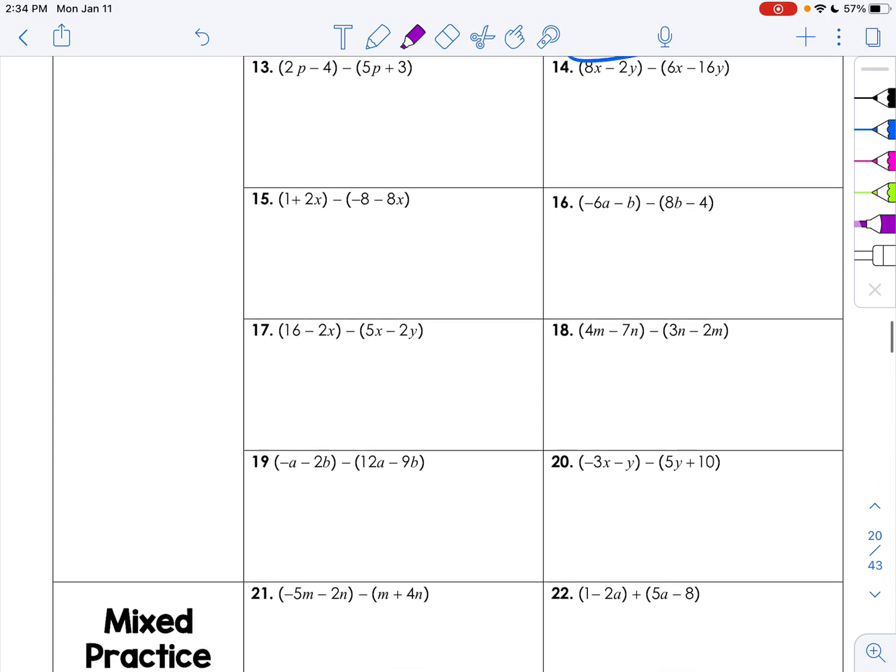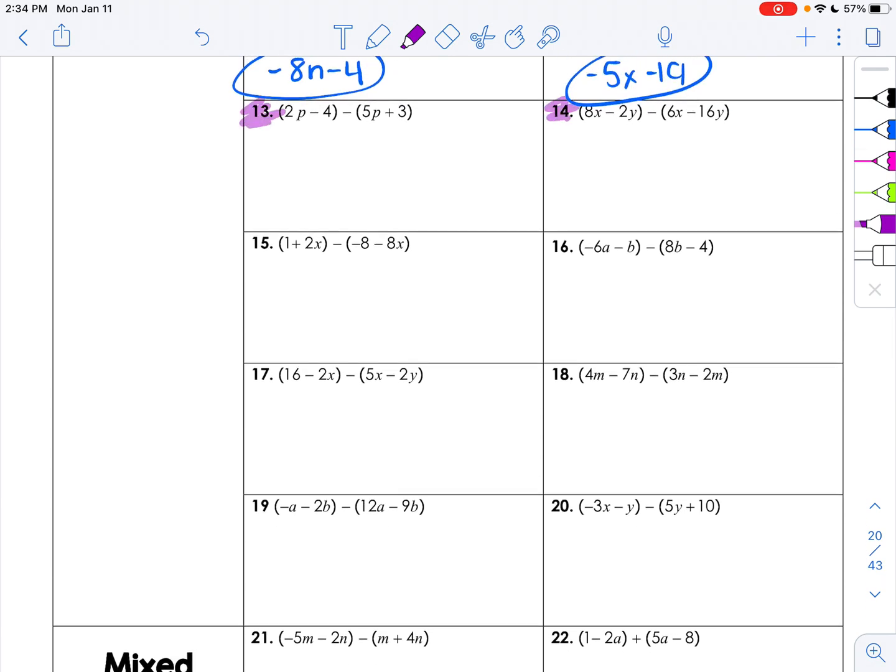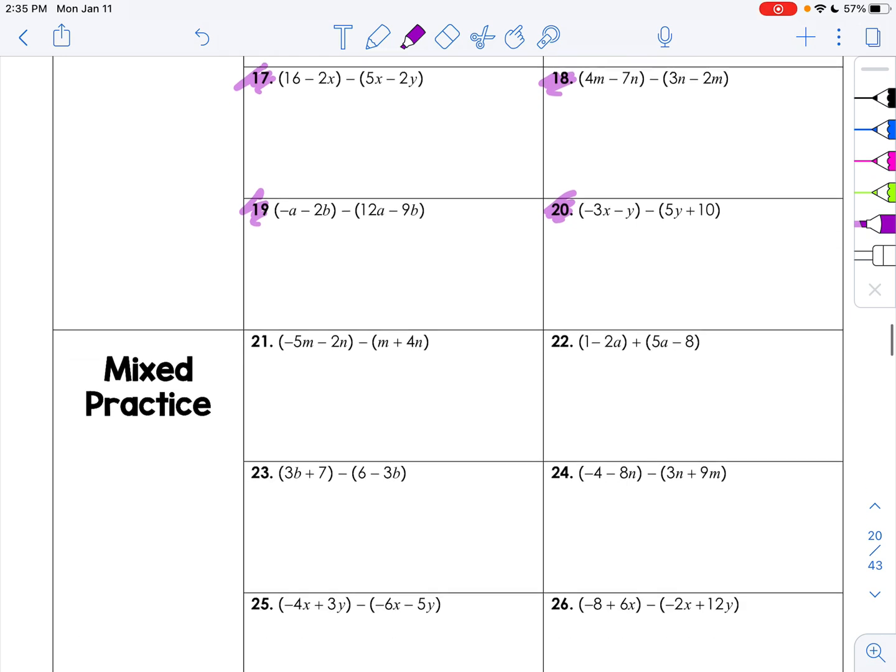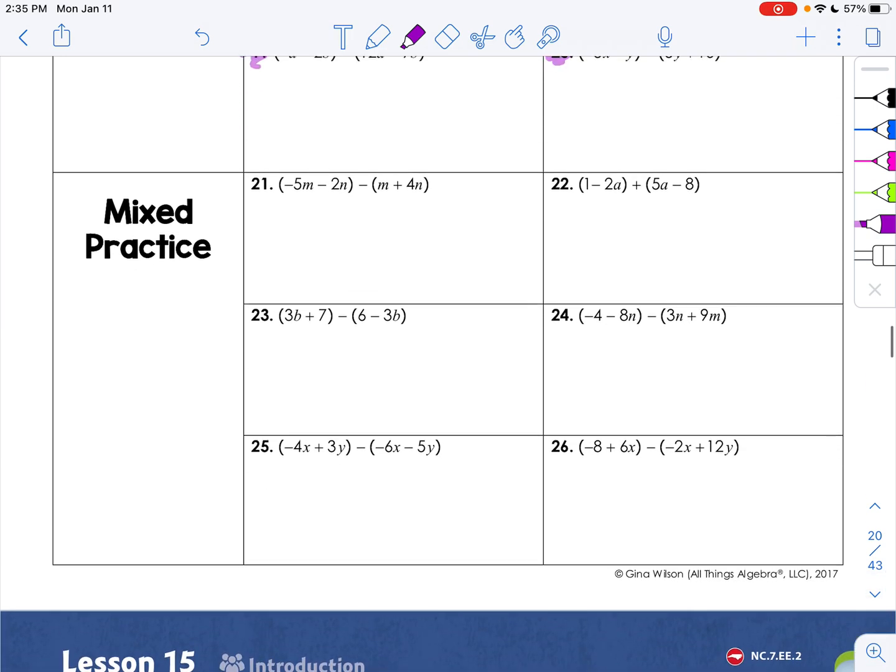Go ahead and highlight number 13 through 20. At the bottom, we have some mixed practice, 21 through 26. Go ahead and highlight those. Just be careful when you're solving those to pay attention if it's an addition or a subtraction problem. Make sure you're paying attention to the sign between your expressions, and that will tell you if it's addition or subtraction. And if it's subtraction, make sure you distribute the negative 1 before you combine like terms.